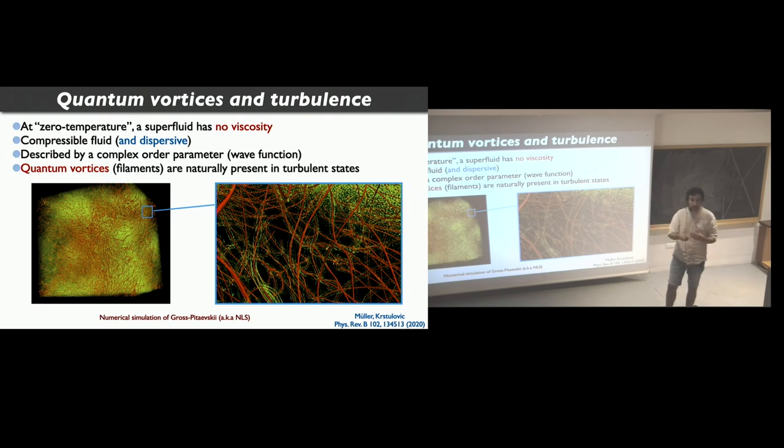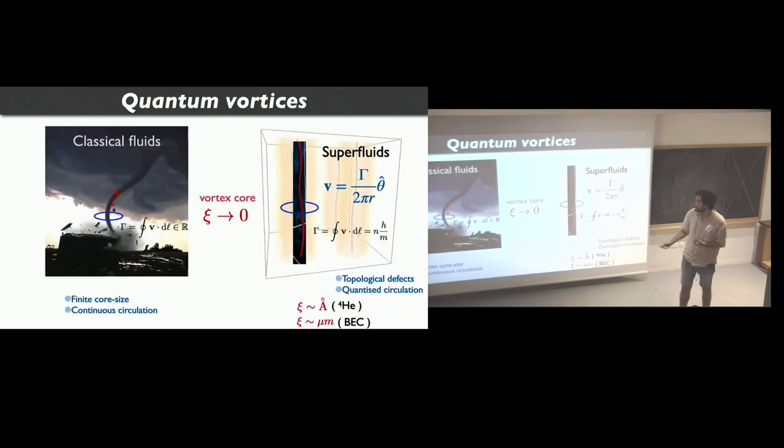Okay, that is in any turbulent state, they will be there and they play a very important role. Okay, so the best way of thinking about a quantum vortex is you take a tornado in a classical fluid, and if you look at the circulation, this is a real number. Circulation is just the integral along a closed loop.